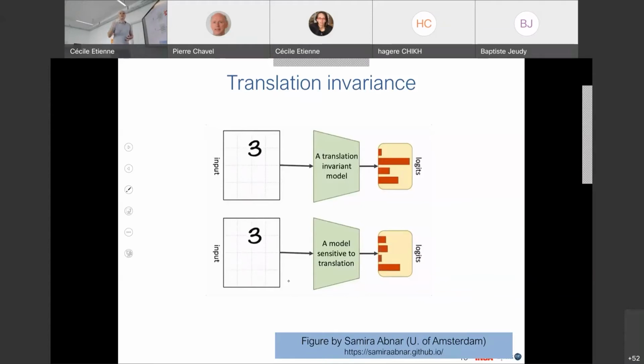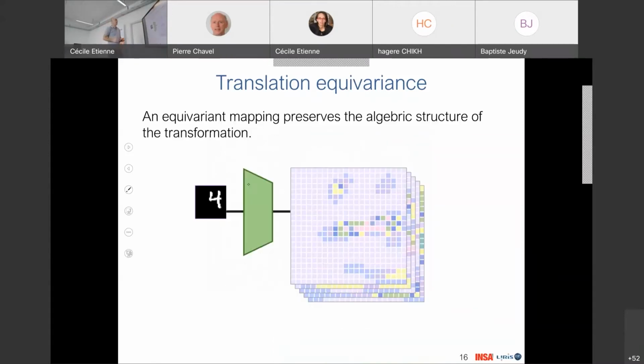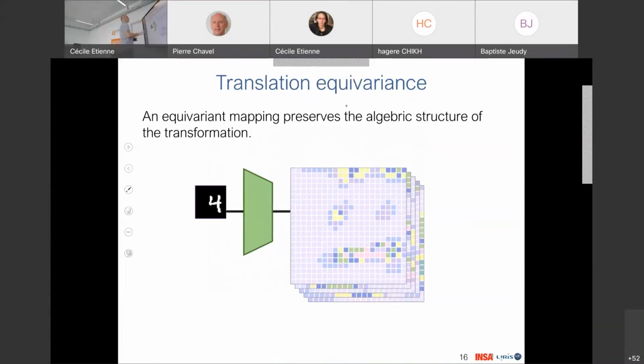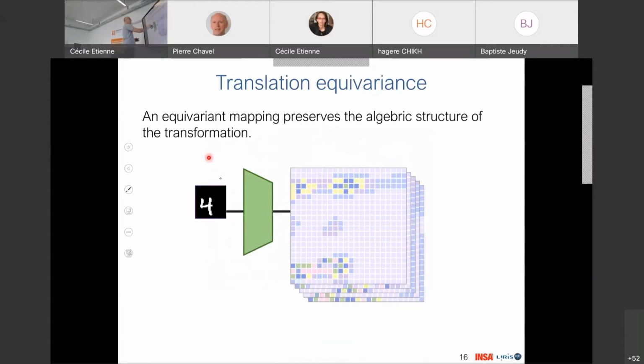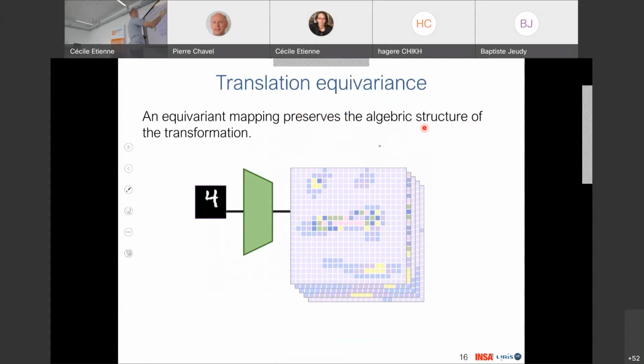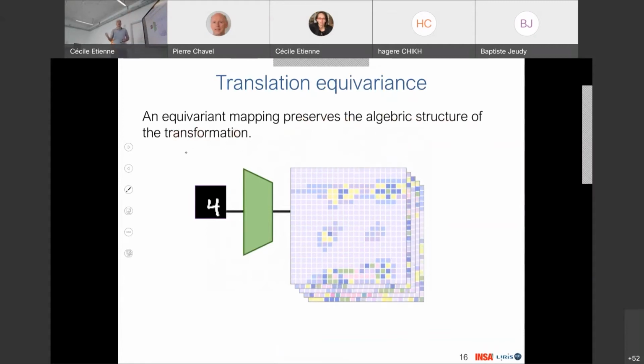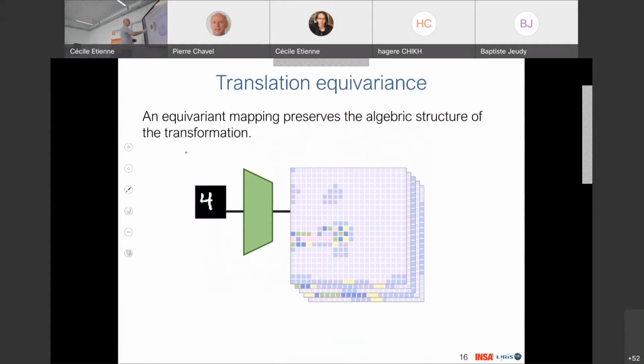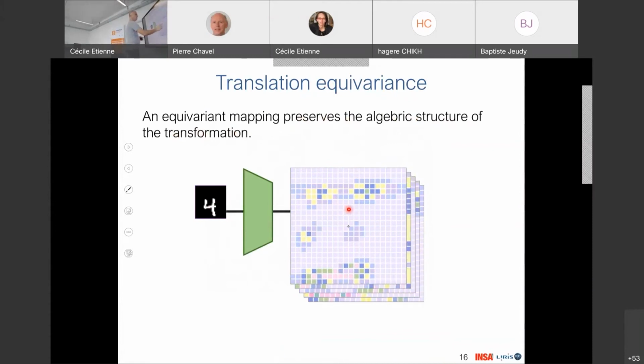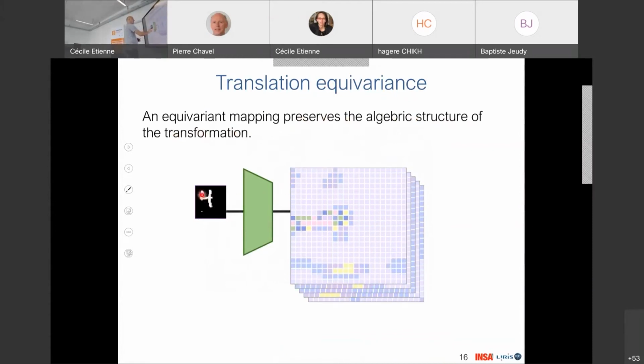What is a little bit easier is translation equivariance. What's the difference? Translation invariance, as I said, means the output is constant when the input is subject to some form of algebraic transformation, like a translation. Equivariance means that the mapping, so the functional form from the input to output, preserves the algebraic structure of the transformation. Okay, that's a funny sentence. What does it mean? It means that when I apply something to the input, the output is subject to the same transformation. So when I shift my input to the right, the output shifts to the right. When I go down, it goes down here.